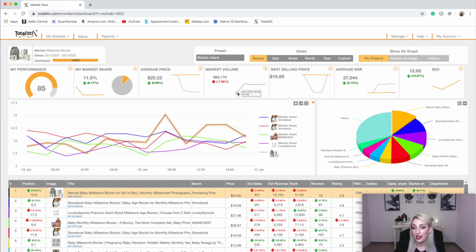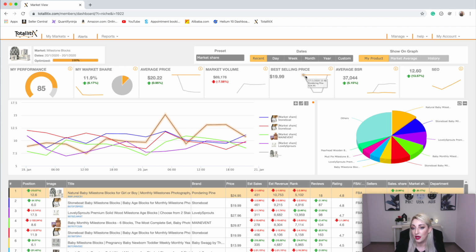Okay, so it's showing me here the market volume, and I can see how that has gone up and then back down and back up and back down. I can see it's gone down 7%, which isn't really enough data because it's only like 4 days, I think. In about 2 weeks, the information will be more accurate.